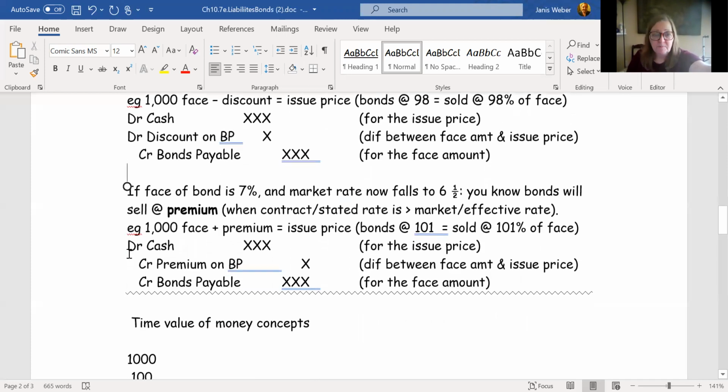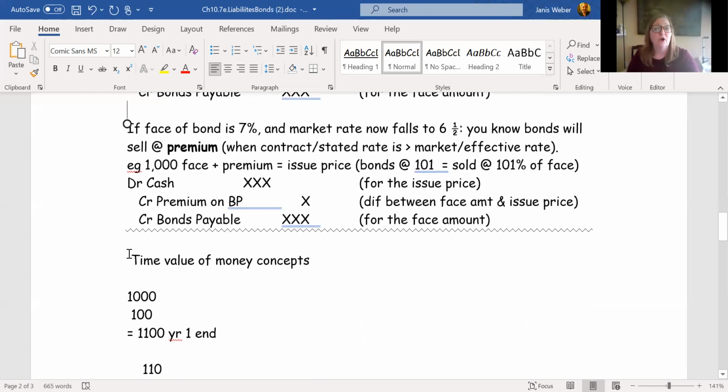And then for the premium, if we issued them at 101, it means that we sold $100,000 worth of bonds for 101,000, and then the premium is 1,000. So anything more than 100 is a premium, and anything below 100 is a discount. So you just need to use that terminology. Bonds sold at 107 are sold at 107% of face value.